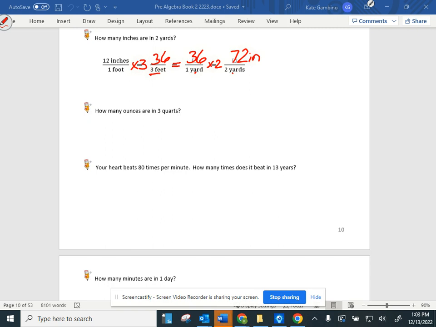So now the question is, how many ounces are in 3 quarts? How do you think we're going to solve that? What's my first ratio going to be? Aiden? 8 ounces in 1 cup? There are 8 ounces in 1 cup.